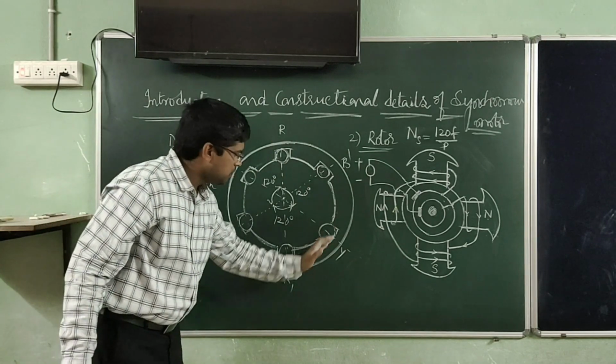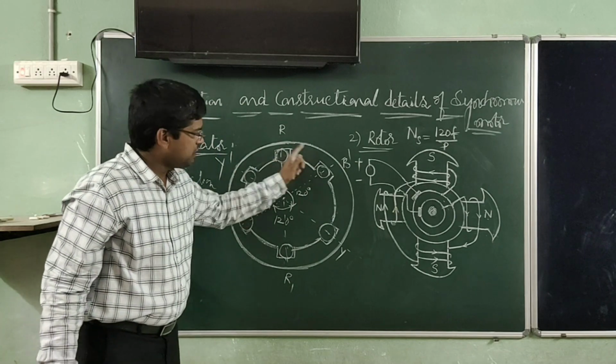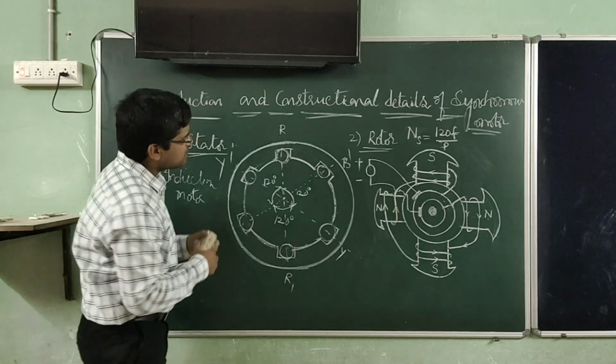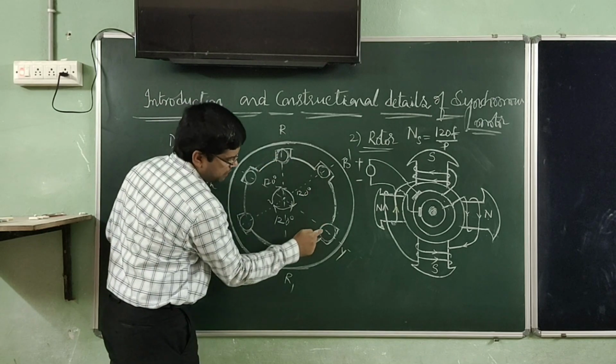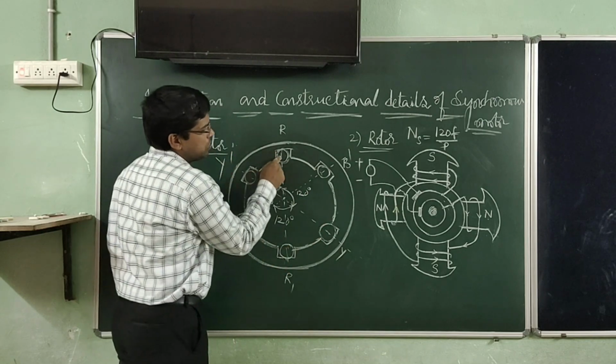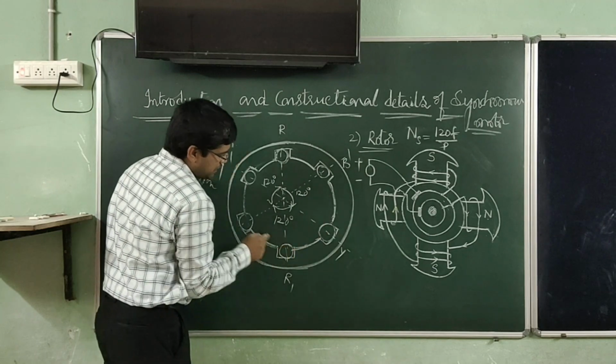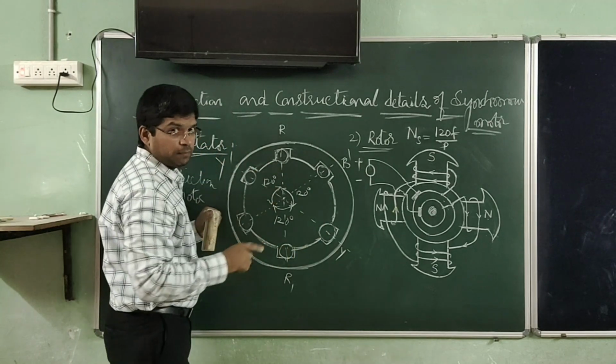The stator has a stator core. It has an inner periphery, and in this inner periphery we see that there are stator slots. In these stator slots, the armature winding or the three-phase stator winding is placed.